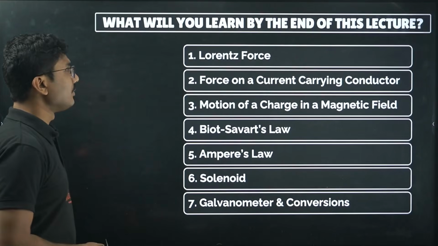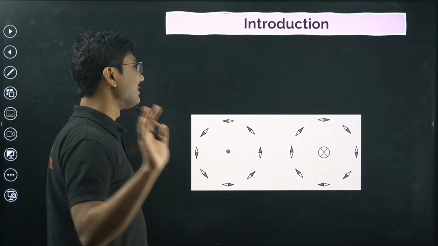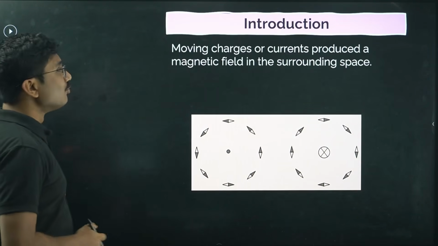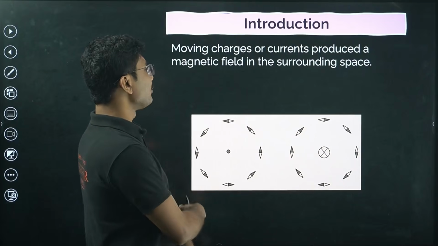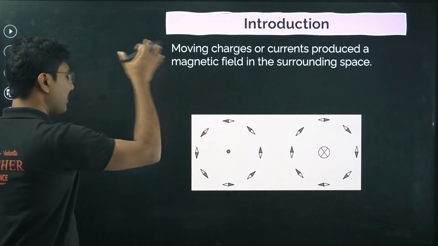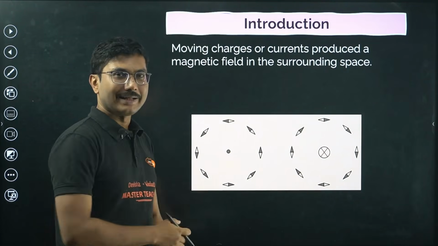Okay, so let's start with Lorentz force first. Okay, not Lorentz force first. Let's start with an introduction. So what is this introduction? Moving charges or currents produce a magnetic field in the surrounding space. So we know that this part we have learned in our class 10th, the magnetic effect of electric current.